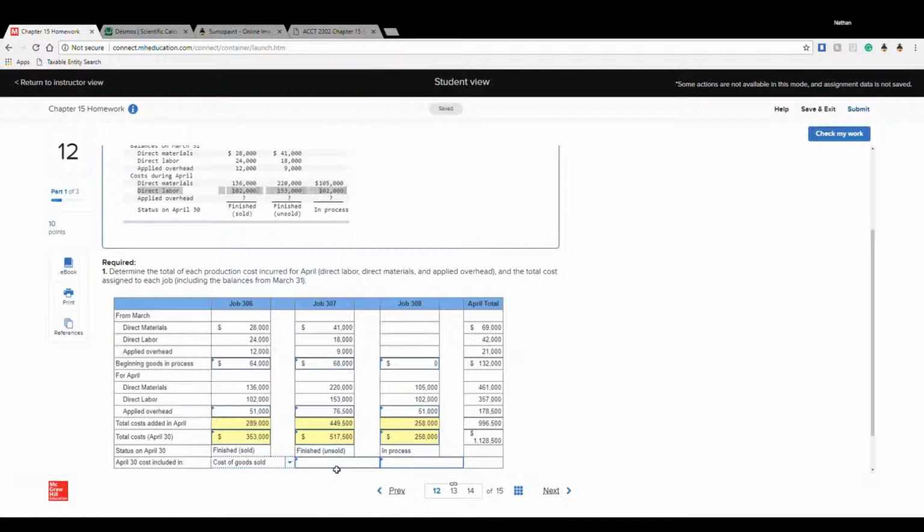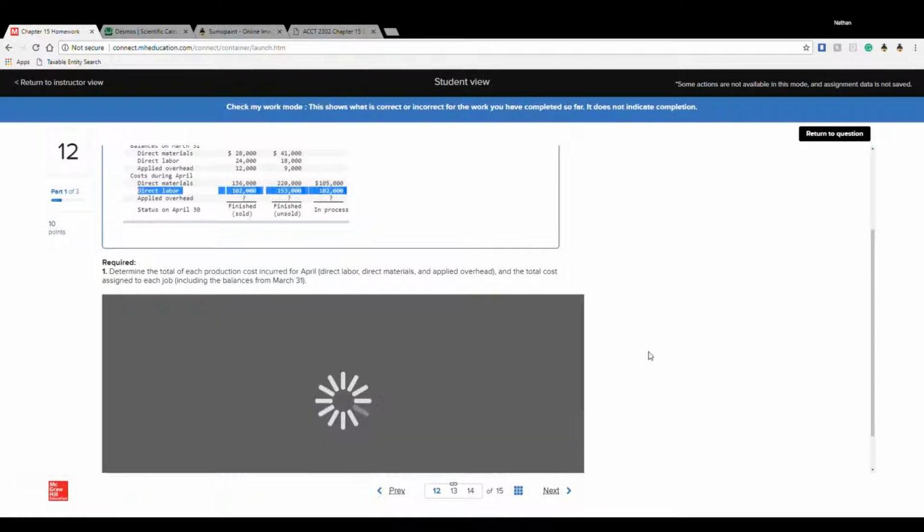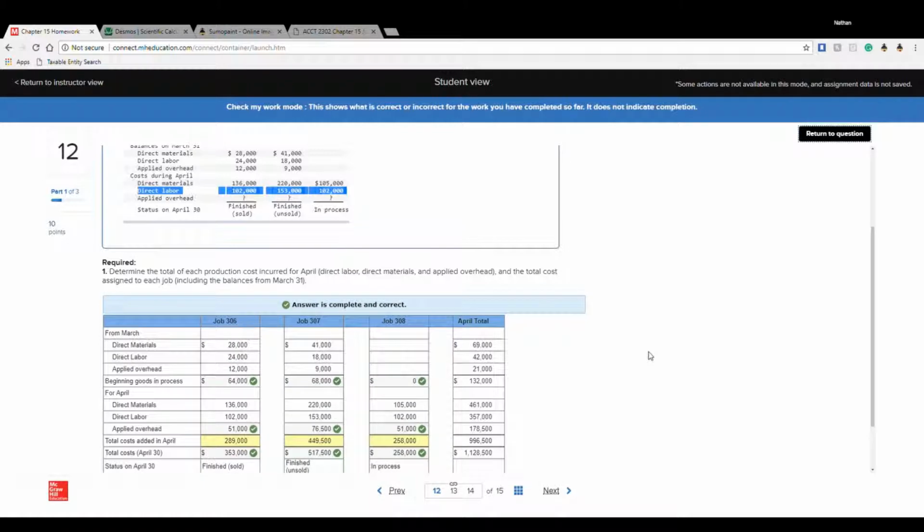When it's unsold and it's finished, that stays in finished goods inventory until it's sold. And if it's in process, it's work in process. So that means we still got work to do on this job. Again, hit check my work.